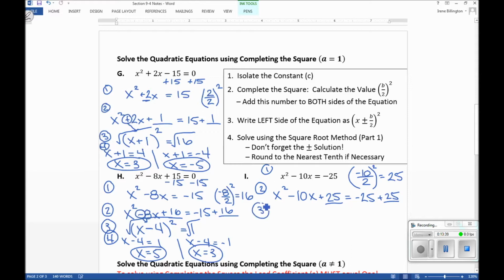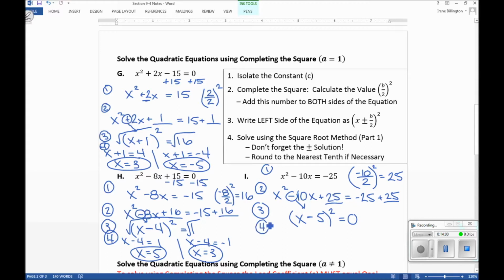Okay, step 3, factor. Create our binomial square. First term is x. Middle sign comes from b. Second term comes from b divided by 2, which is 10 divided by 2, which is 5. Negative 25 plus 25 is 0.